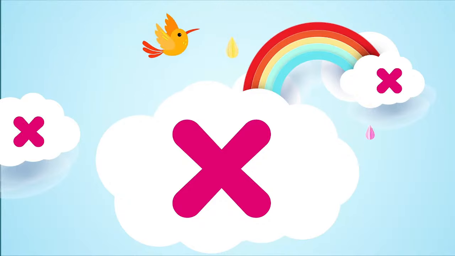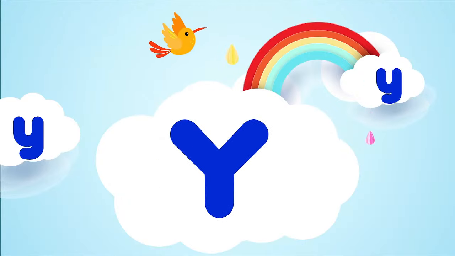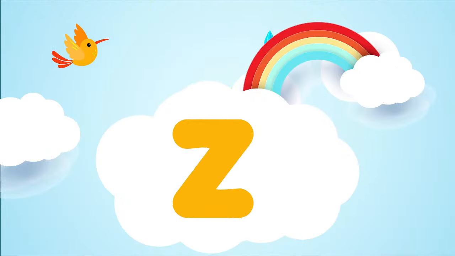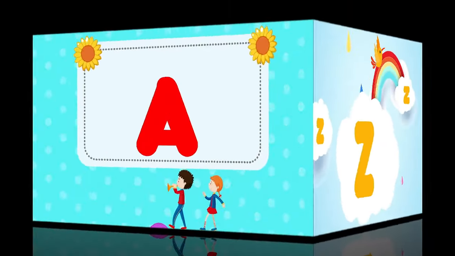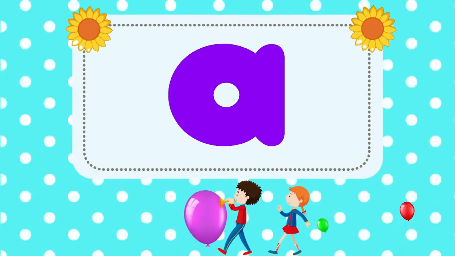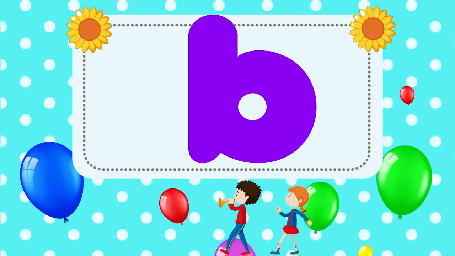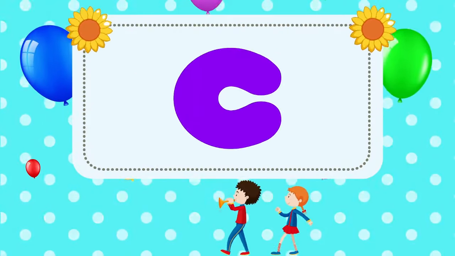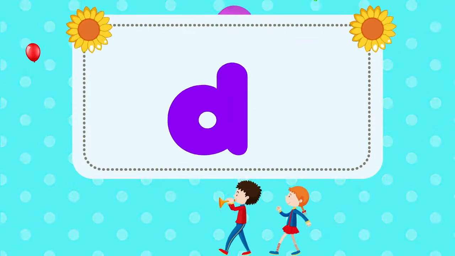X, x, x, x. Y, j, j, y. Z, z, z, z. A is for apple, a, a, apple. B is for ball, b, b, ball. C is for cat, c, c, cat. D is for doll, d, d, doll.